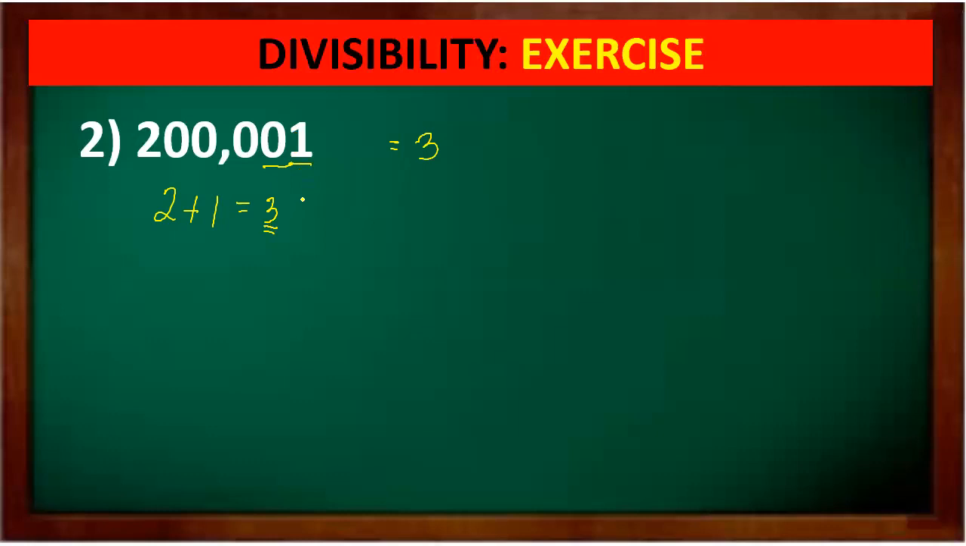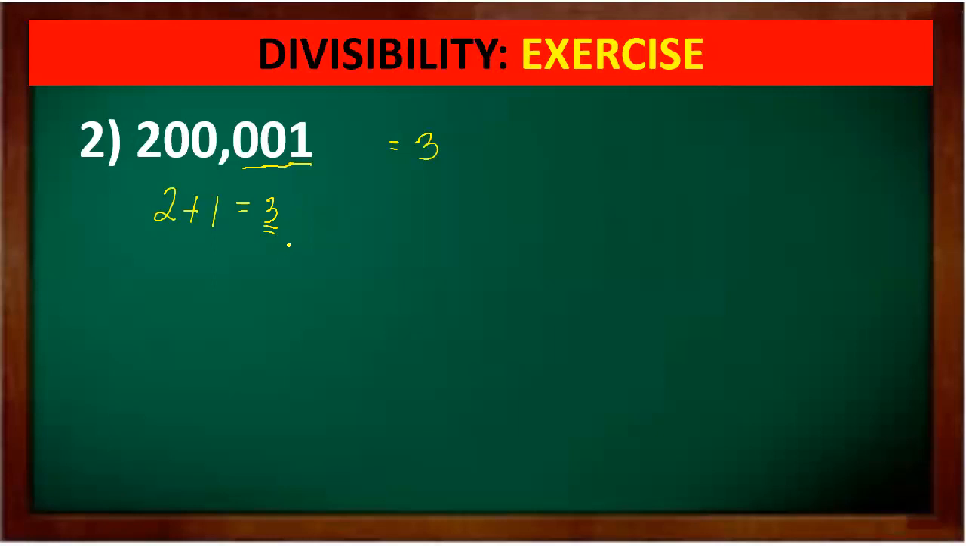So therefore, hindi siya divisible by 6. How about 8? Okay. So 8, hindi rin kasi ang last 3 digit ay dapat multiple of 8. So 200,001 is not divisible by 8. How about 9? Of course, ang sum natin is only 3, then therefore that is not divisible by 9.